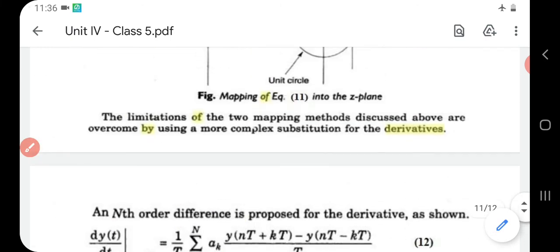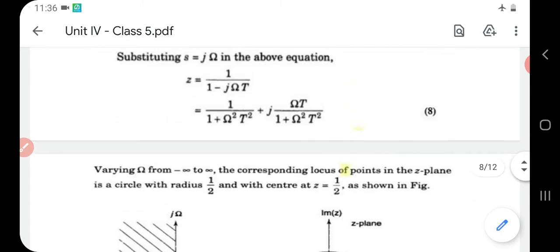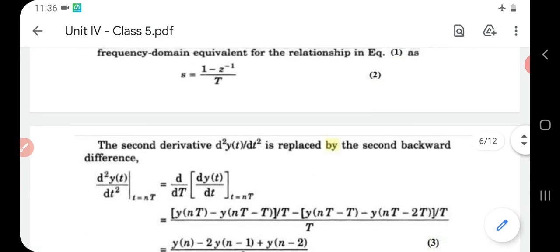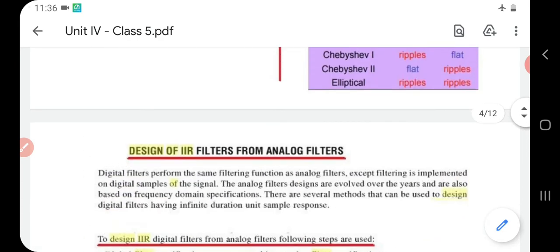In the next class we will learn about various other techniques like the impulse invariance technique, bilinear transformation, etc.